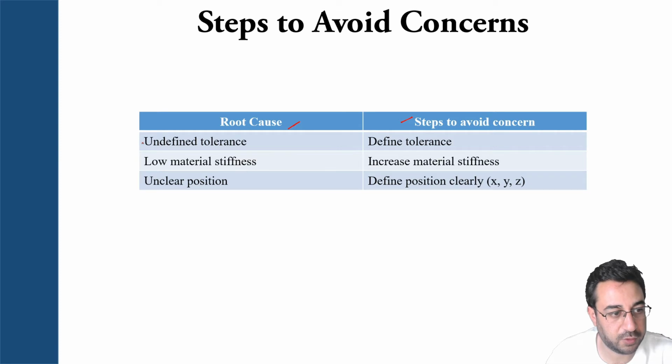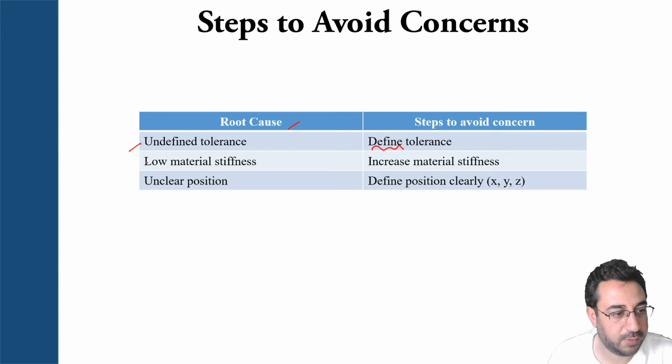So you finished your root cause analysis for the specific concerns or potential concerns that you identified in your change matrix. Let's say one of those concerns is undefined tolerance in your design. Then we would say steps to avoid the concern: define tolerances as detailed as possible. This way you can avoid concerns. Then you go back to your change matrix and make sure it's not a concern anymore after doing the design review with the experienced members.